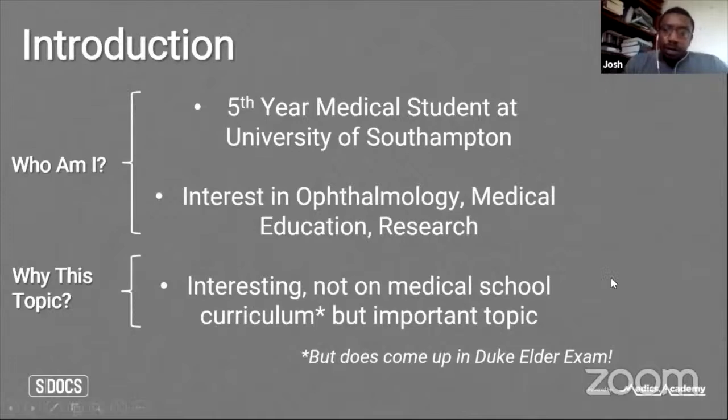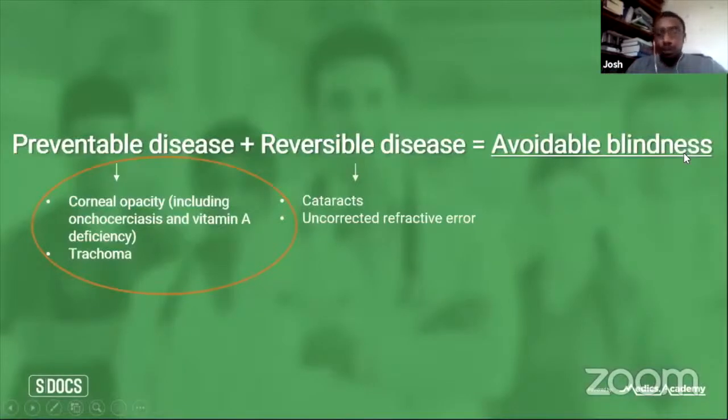So, and I put the asterisk there as well for those who haven't seen the first video. Although this stuff isn't in the medical school curriculum, if any students watching are interested in doing a Duke Elder exam, this stuff is important for that exam. If you're not sure what the Duke Elder exam is, I gave a very brief introduction in part 1, but do look into it if you're interested in ophthalmology and you're a medical student in the UK. Cool, so we'll just get on with the presentation now.